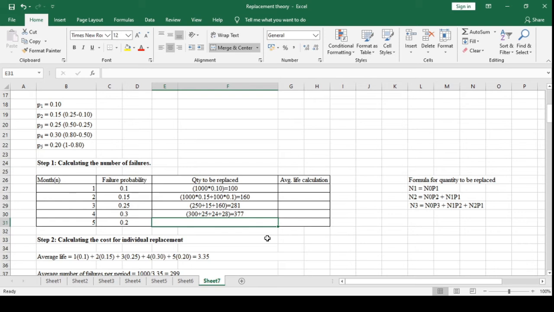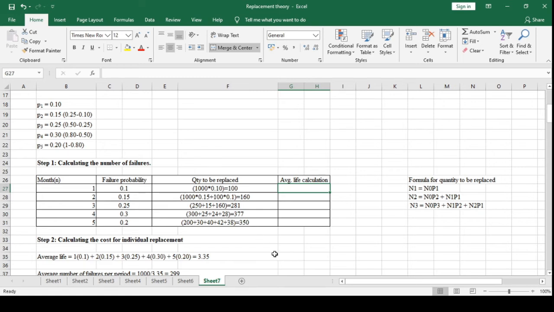And for the last month, 200 plus 30 plus 40 plus 42 plus 38. So the answer is 350. So we now have the quantity to be replaced at the end of each month, that is 100, 160, 281, 377 and 350.